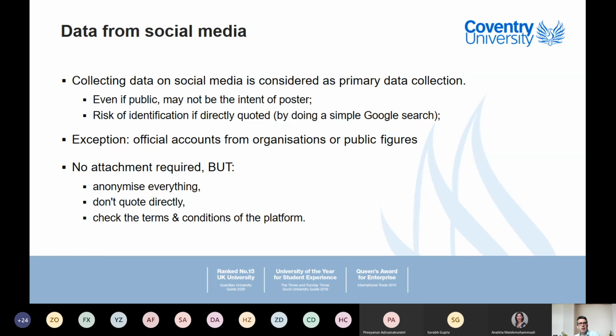The second reason is it's much more difficult to anonymize. Because if you quote things directly, I can take the quote, type it into Google, and it's quite likely that I will be able to find the initial post because it's public. By doing that, I would then be able to identify the person. They might have used a pseudonym, but still, I can potentially build their history. So social media data we will usually consider as primary data collection, and therefore you need to be cautious about it.